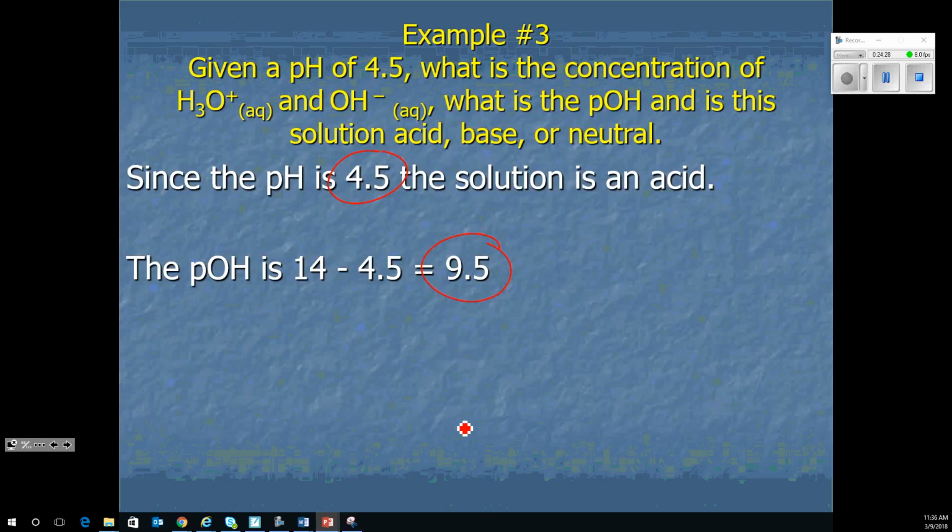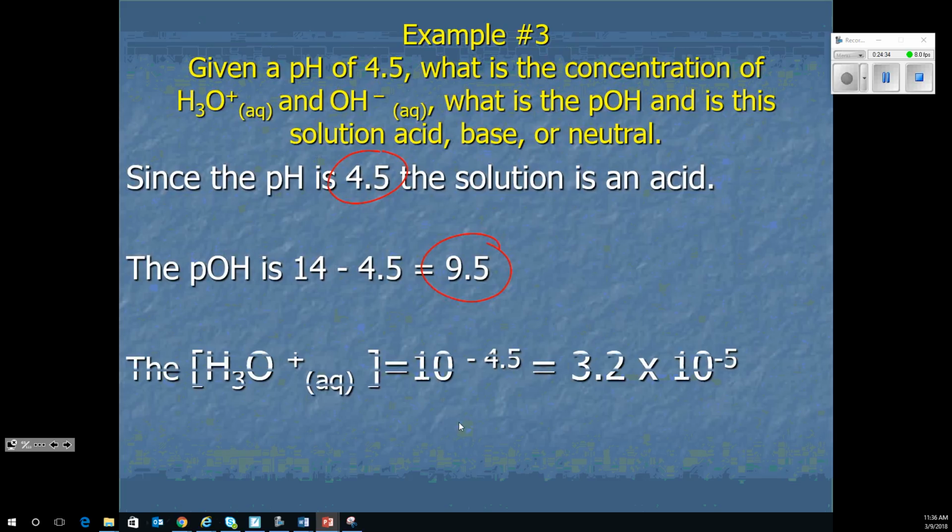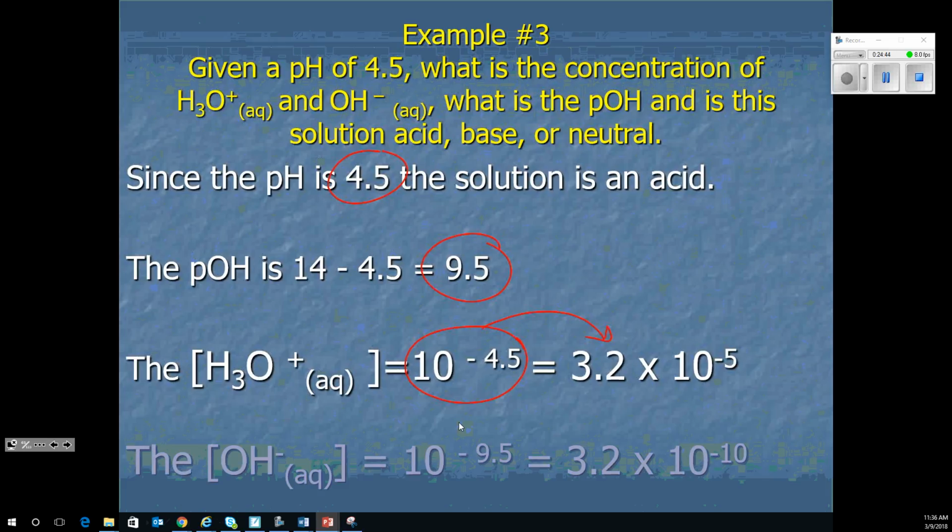And what do I do when I do that? 10 to the minus pH, 10 to the minus pOH. But I can't just write this. I've actually got to put it in my calculator and get this. Okay, does that make sense? So then I do the same thing for the OH. Again, I can't just leave it 10 to the minus 9.5. I can't have an exponent that is a point something. I've actually got to have a whole number to make it right.